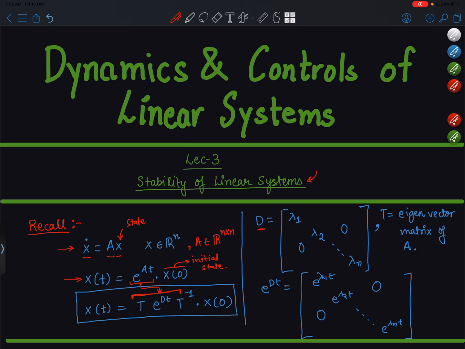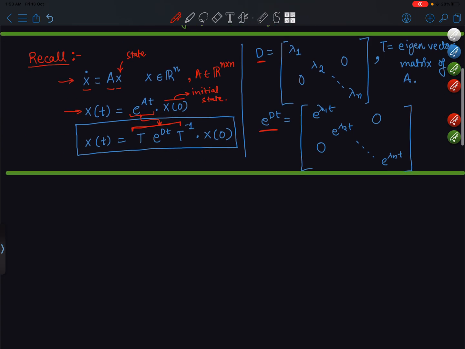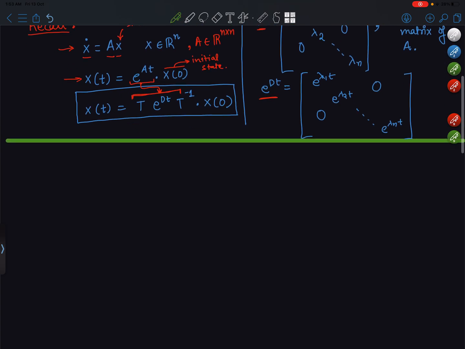Now the benefit of this is, if D is a diagonal matrix, e to the power Dt is also a diagonal matrix in which each diagonal term goes to the power of exponential. So in this way we can easily represent the solution of e to the power Dt. So T e to the power Dt T inverse is a simplified representation of the solution of the linear system. Now moving ahead, we'll look at how we can look at the stability of a continuous system.